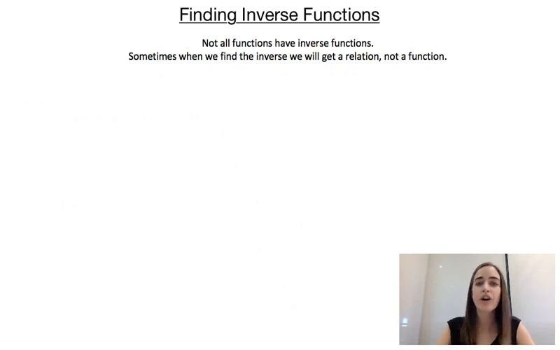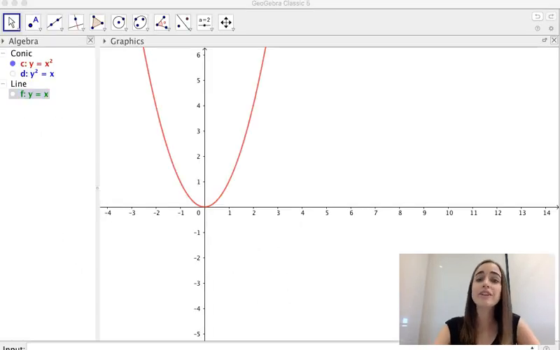So sometimes when we find the inverse, we actually end up with a relation and not a function. So remember, a relation doesn't pass that vertical line test. Let's have a look at an example. So we've got a function here that we're really familiar with. It's just y equals x squared.